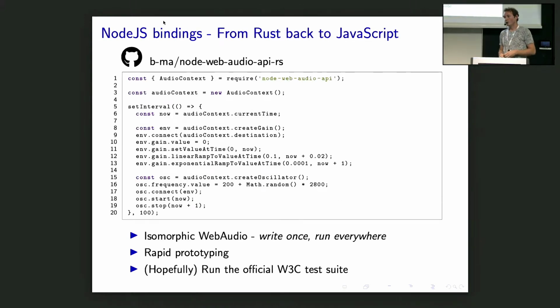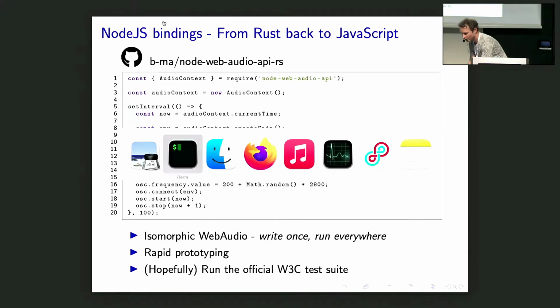Then I will show a small demo that we've bound our library back to Node.js so that you can run JavaScript outside of the browser in the terminal. And the deal is that you then just write your audio code once and you can run it in the browser or in the command line tools. And officially, later we want to run the W3C test suite, which is written in Node.js, to check if our library actually does the right thing. Show a small example of this.